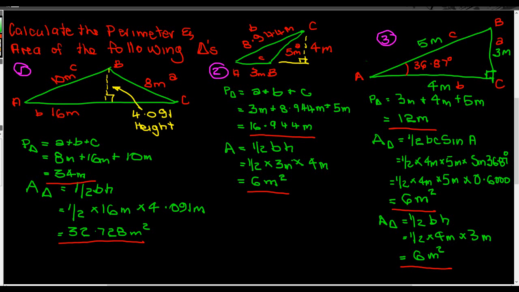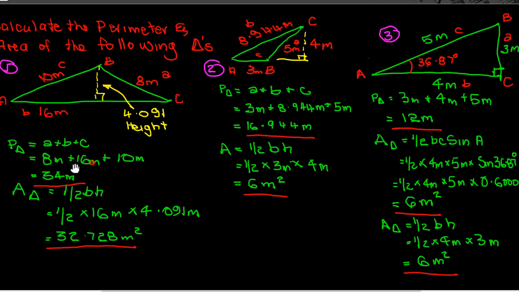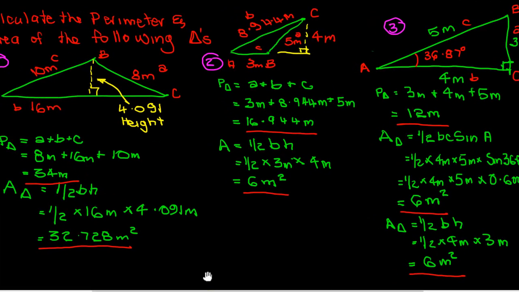If we started at A and walked to B, from B to C and C back to A, we would walk 34 meters. Now the area of the triangle, for this case, because the information we've got is the base and height, is half BH, half base times height, which is half times 16 times 4.091. That's equal to 32.728 meters squared. You can see that meters times meters gives us meters squared, whereas here we've got meters plus meters, so it just stays as meters.